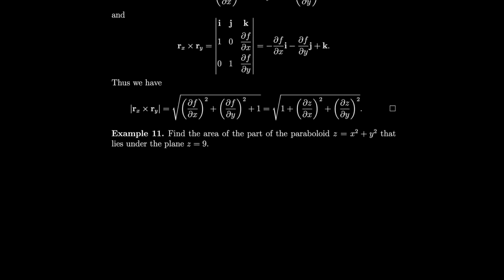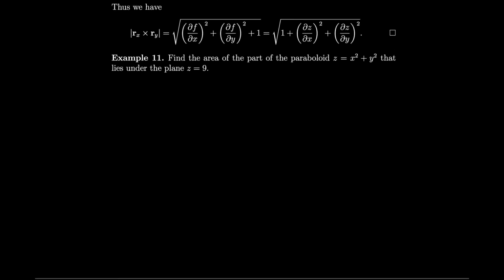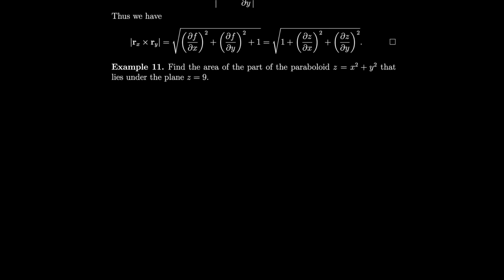So let's do a quick example. We'll find the area of the part of the paraboloid z equals x squared plus y squared that lies under the plane z equals 9. So how about we quickly draw that? So here's our paraboloid, and let's see, our z-axis has to poke out, and it cuts off at 9. And we'll have an x-axis and a y-axis.